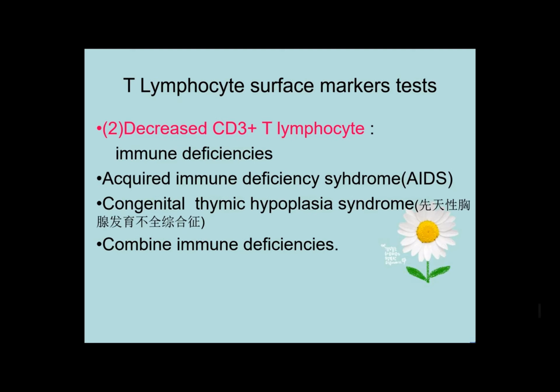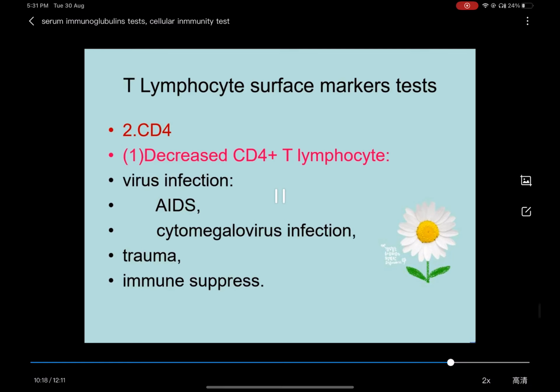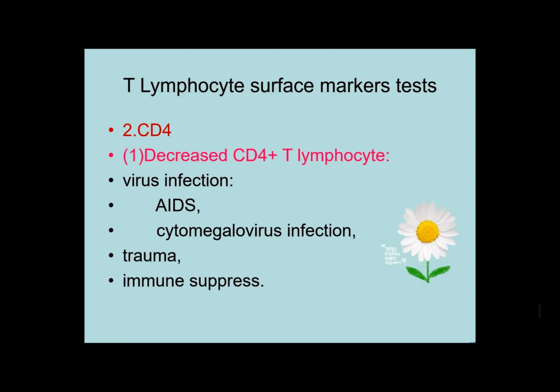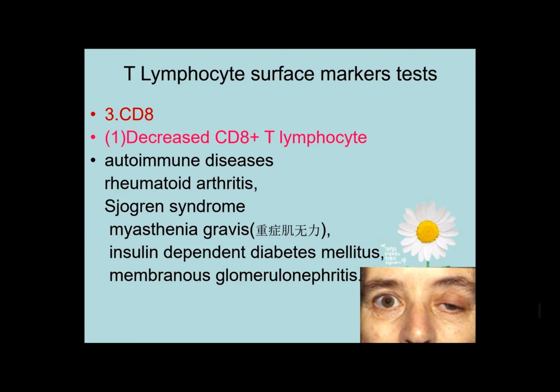The decrease of CD4 lymphocyte means immunodeficiency. The AIDS is the common disease. We can see the CD3 T lymphocyte decrease. The CD4 decreases because of some virus infection; the virus can attack the CD4 T lymphocyte, for example, the HIV virus. So when the patient has just suffered a virus infection, the CD4 T lymphocyte will decrease, especially the HIV infection causing AIDS. But in autoimmune diseases, the CD4 T lymphocyte will increase.